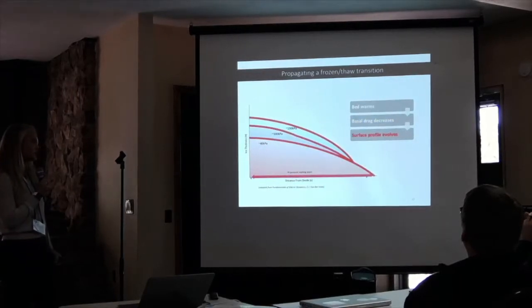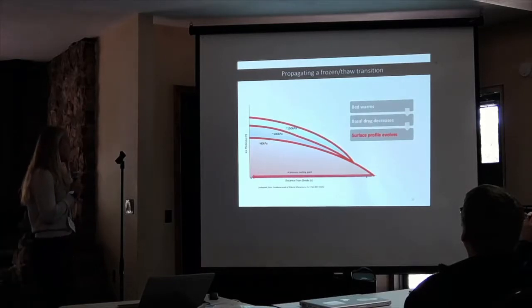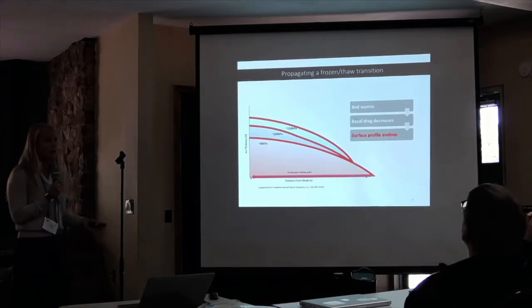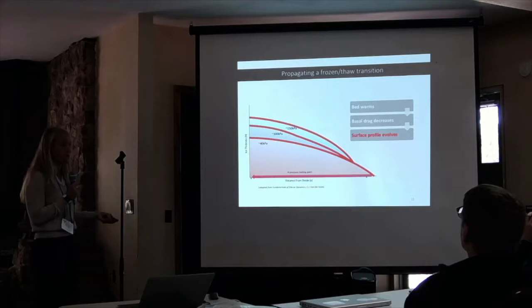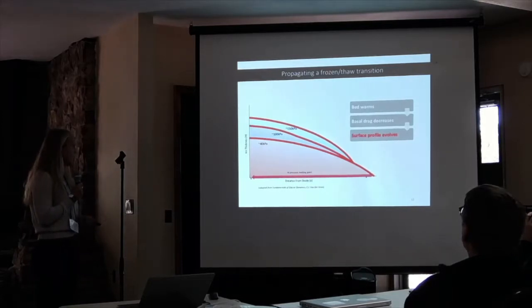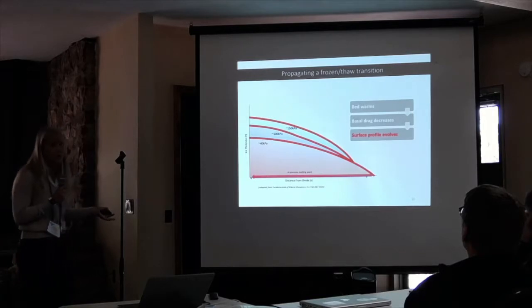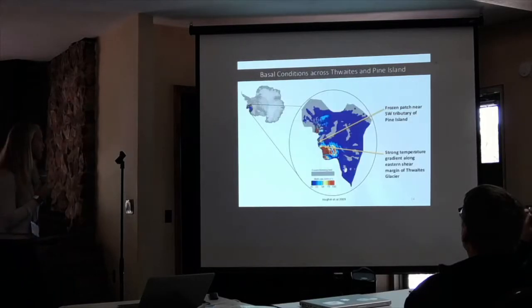And what's interesting is we're going to get an evolution in the surface profile. So when the bed is all at the pressure melting point, we'd expect a more elongated, lower surface profile. This is like an ice stream, right? If the bed is totally frozen, you get a steeper surface slope, and it's much thicker ice. Think like the interior of the continent where it's very frozen.